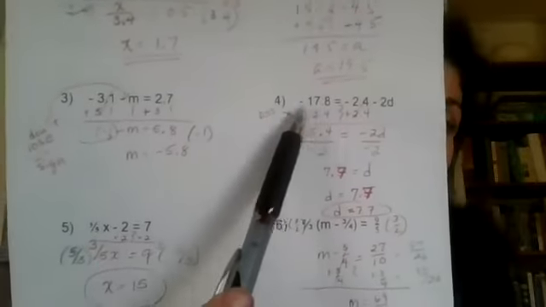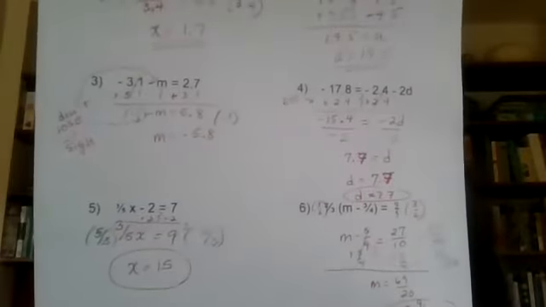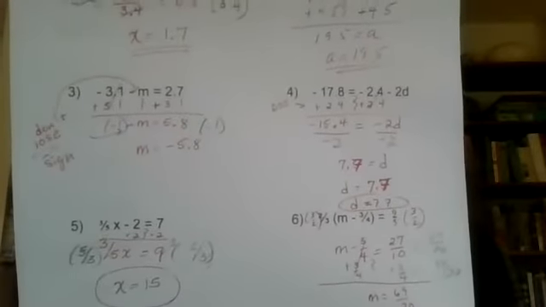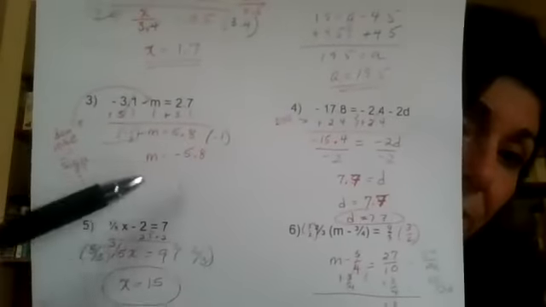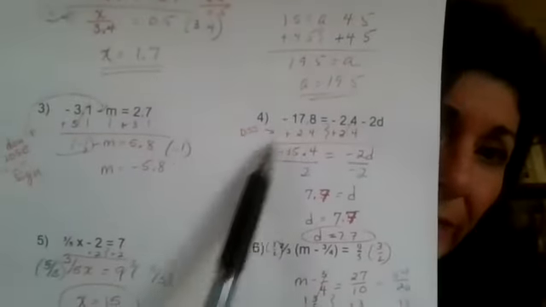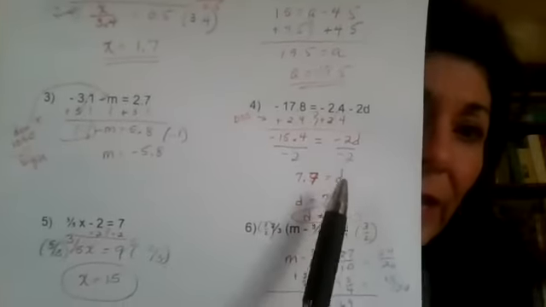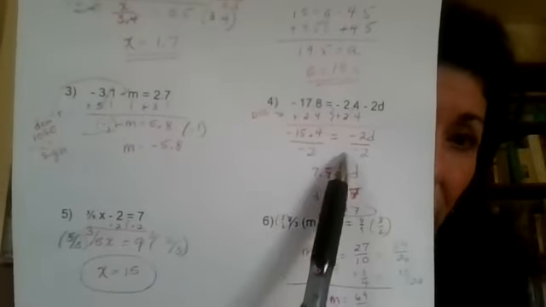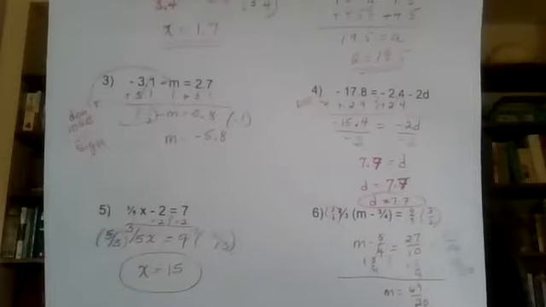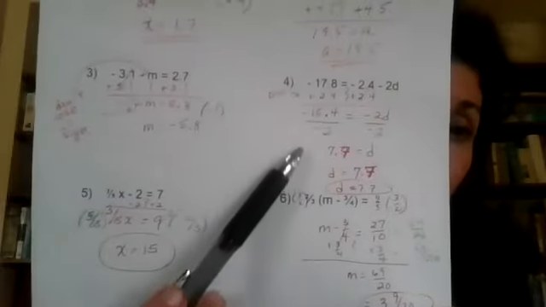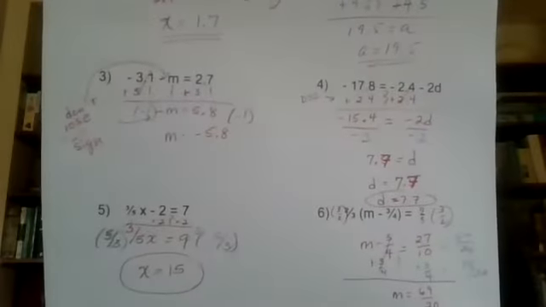We have a negative 17.8 and a positive 2.4. Those are different signs, so you have to subtract them. When you subtract those two numbers, you're going to get negative 15.4 equals negative 2d. So we bring down the negative 2 with the d here. Bring down that negative 2. Don't lose your negative sign. And now d is being multiplied by negative 2, so we're going to divide through by negative 2. Make sure you're dividing both sides of your equation by negative 2. When we divide negative 15.4 by negative 2, we get positive 7.7. So d equals positive 7.7.